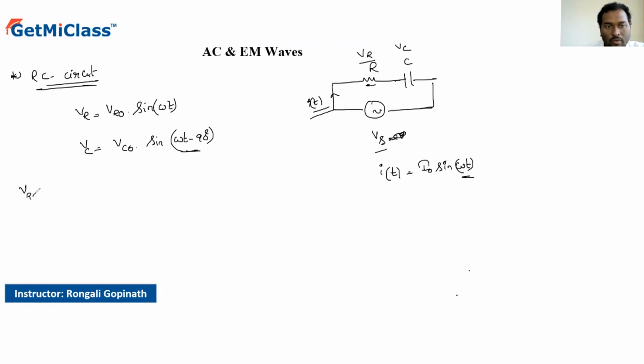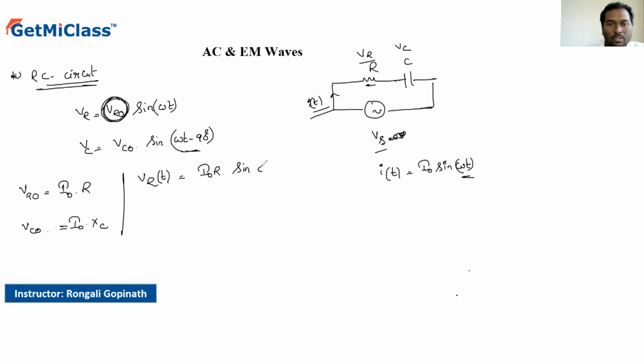Next, what is the value of VR naught? The peak voltage in the resistor is nothing but peak current into R. Similarly, VC naught is equal to I naught into XC. Substituting this, we get VR of t is equal to I naught R into sine of omega t, and VC of t is equal to I naught XC into sine of omega t minus 90 degrees.